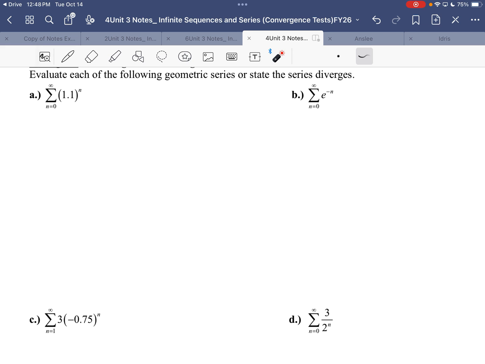Well, wait. Are we sure it diverges? This is the negative. Wouldn't e to the negative n be 1 over e to the n, and wouldn't that then converge to 0? I believe so. Ms. Russell, for D, since it's e to the negative n, wouldn't that be 1 over e to the n and then converge to 0? I don't know if it converges to 0, but it does converge. Yes, it converges.